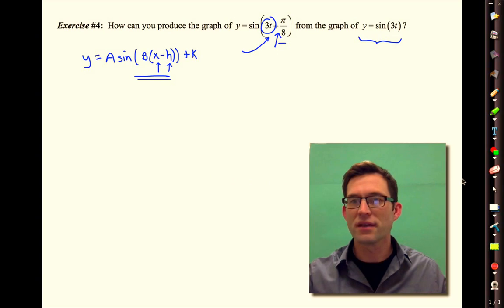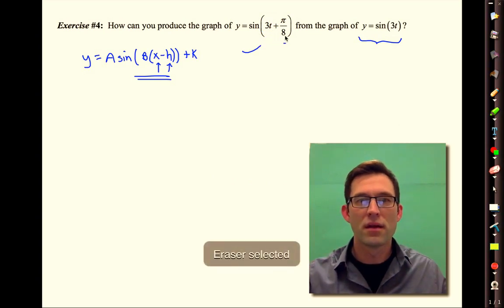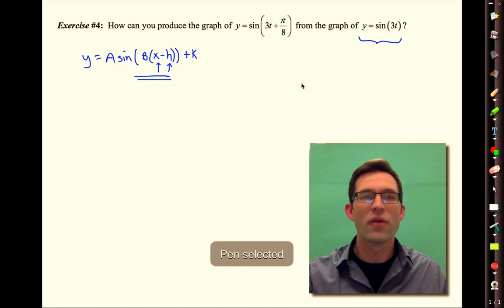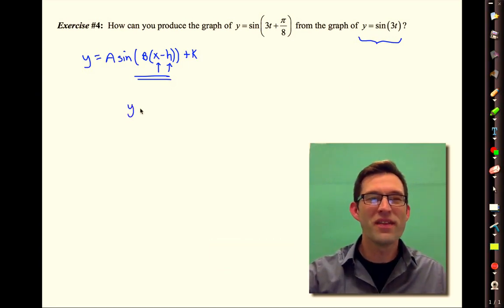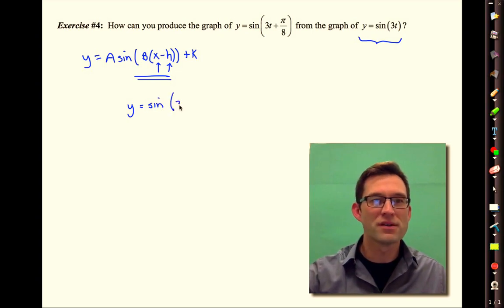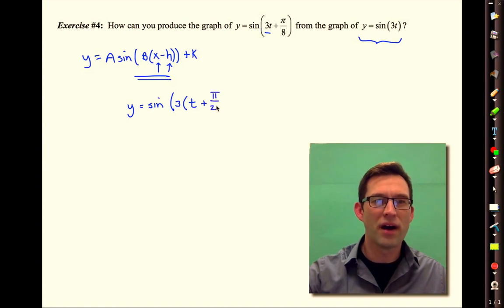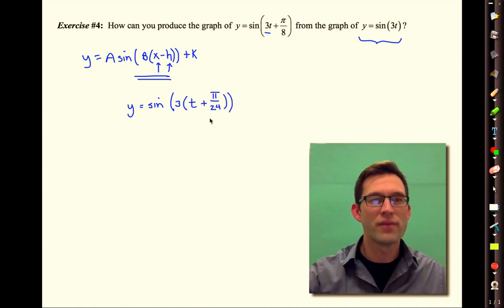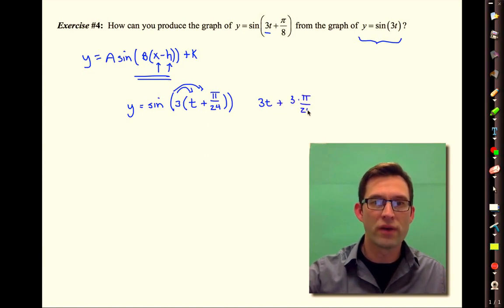I'm going to do a little erasing. All right, let's take a look. So the way that you handle something like this is you have to make it match this form. So I'm going to actually factor 3 out. Now this is tricky, right? Because what goes here? I got to think about it. It's actually pi divided by 24. Think about it. If I distributed this back through, I'd get 3t plus 3 times pi over 24, which would leave me with pi over 8.